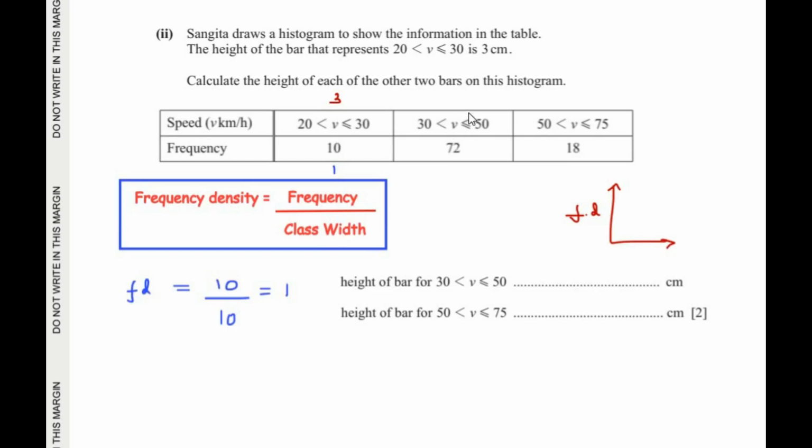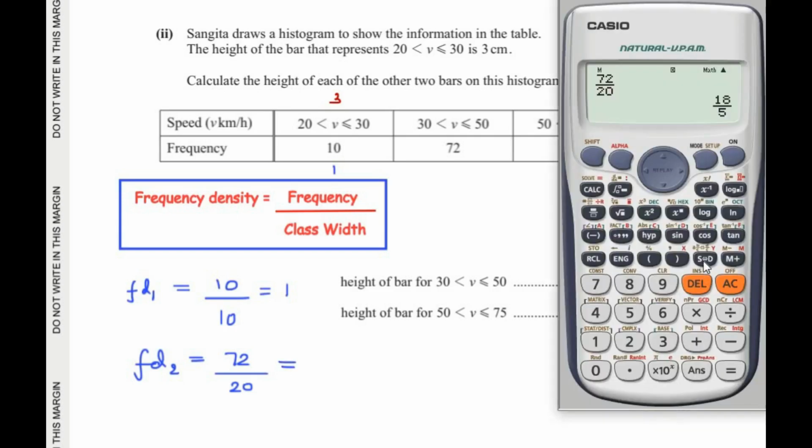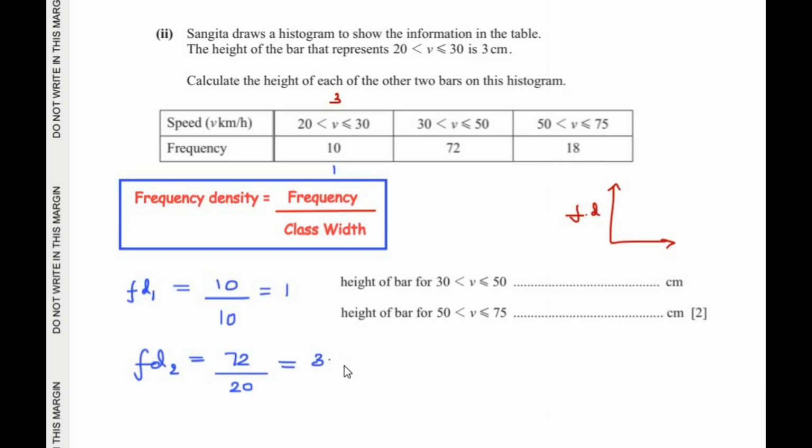Next, let us do the same thing for the second class interval. So let us write here frequency density 1, frequency density 2. So here the frequency is 72 over. Now class width is 50 minus 30, which is 20. So let us see how much value we get here. So this will give us 3.6. So let us write here 3.6.